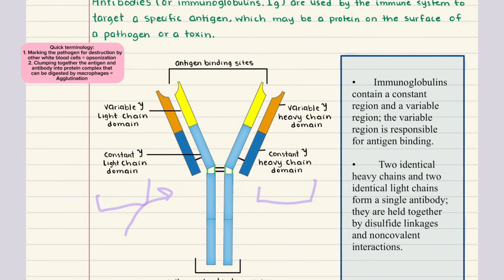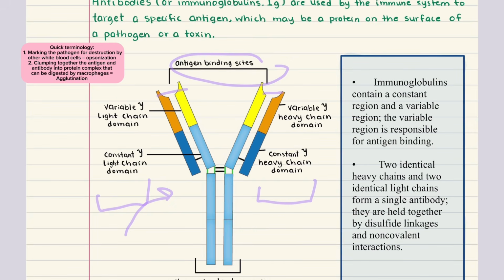The antibody further has 2 major regions. At the tips of the Y shape, there are variable regions on both the light and heavy chains. These variable regions form the antigen binding sites. They are called variable because their structure differs between antibodies, which allows the immune system to produce a large variety of antibodies, each one specific to a different antigen.